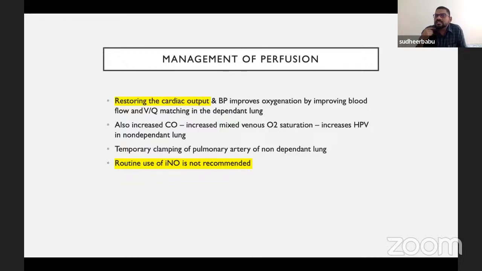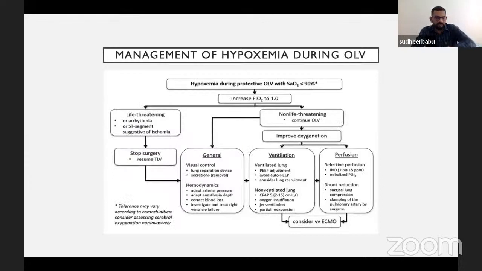Your mixed venous oxygen saturation also will improve, and this will have HPV in the non-dependent lung also. So it decreases the shunt. Another thing which we can do is temporary clamping of the pulmonary artery of the non-dependent lung. Inhaled nitric oxide, some textbooks have given, but there is no evidence and it is not recommended. So this is just a flow chart for management of hypoxemia during one lung ventilation.